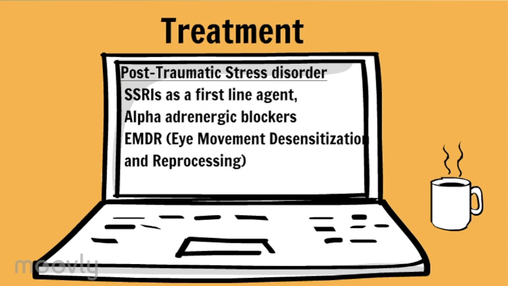Post-traumatic stress disorder is treated with SSRIs as a first-line agent, alpha-adrenergic blockers which may alleviate sleep disturbance caused by nightmares, and EMDR, eye movement desensitization and reprocessing, is an emerging therapy being shown to help PTSD patients.